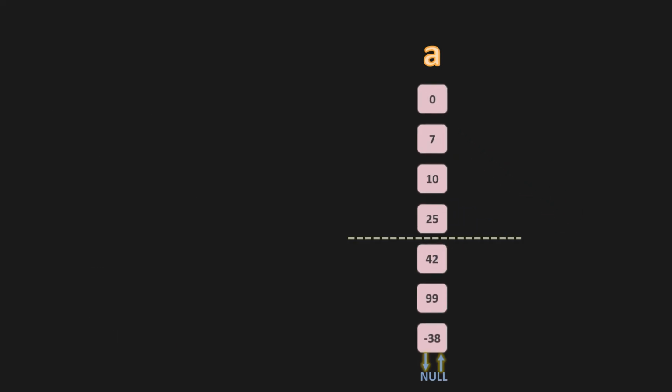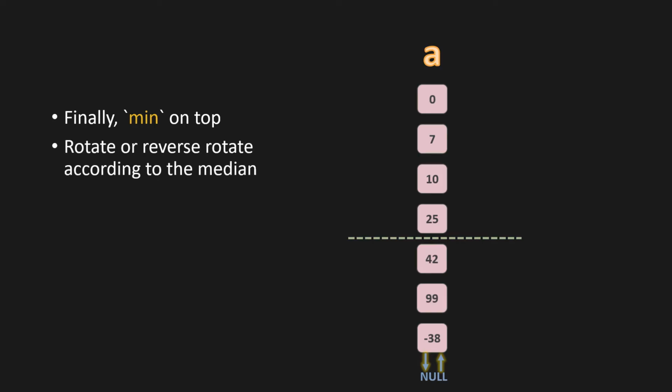Finally, we move the nodes in stack A to ensure that the smallest number is on top and the biggest number is on the bottom of the stack. Then we look at where the smallest number is in the stack. It will either be above the median line or below the median line, and so then we rotate or reverse rotate accordingly.